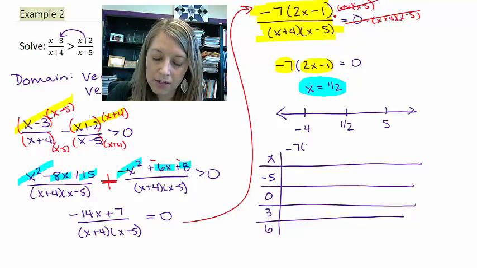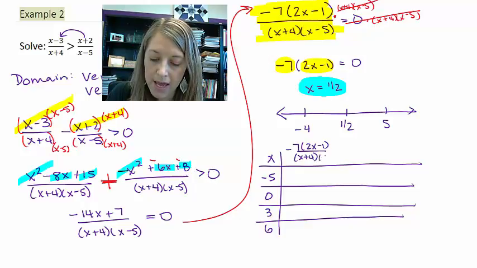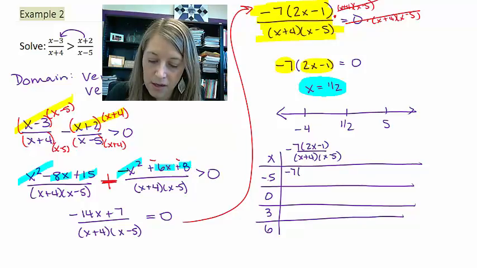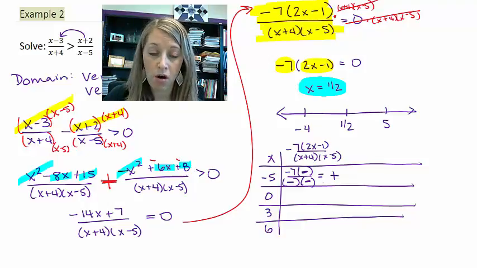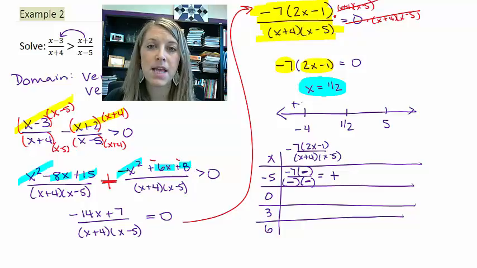So that is negative 7 times (2x minus 1) over (x plus 4)(x minus 5). All right, so negative 7, if I plug negative 5 in here, it gives me negative 10 minus 1, which is negative. Negative 5 plus 4 is negative, and negative 5 minus 5 is negative. So all of these are negatives. An even amount of negatives tells me that they all cancel out, and this is positive over here, or above my x-axis, or greater than 0.